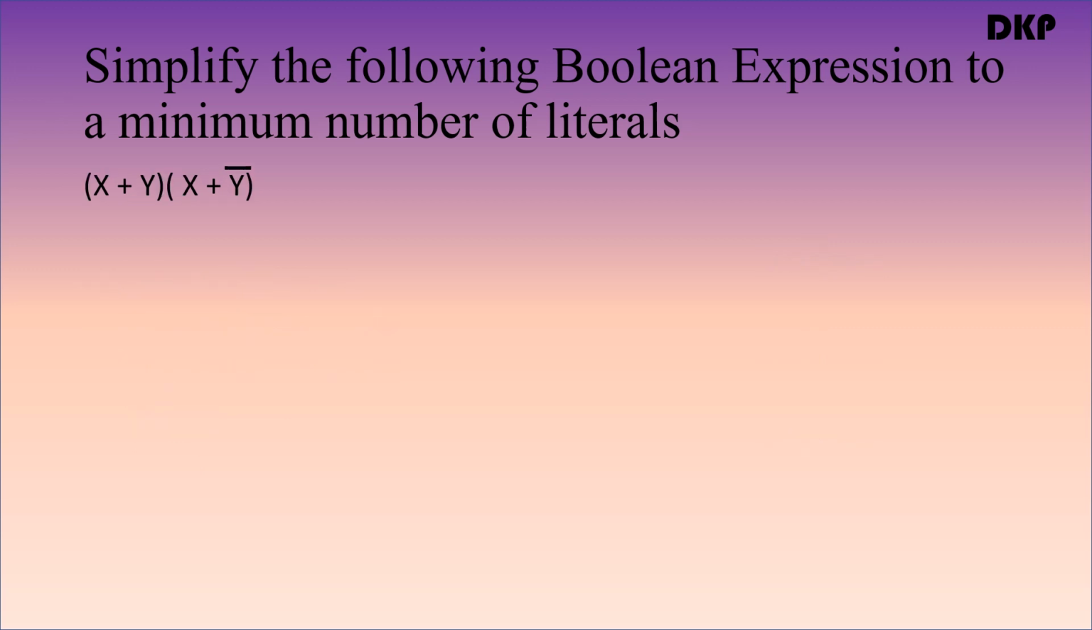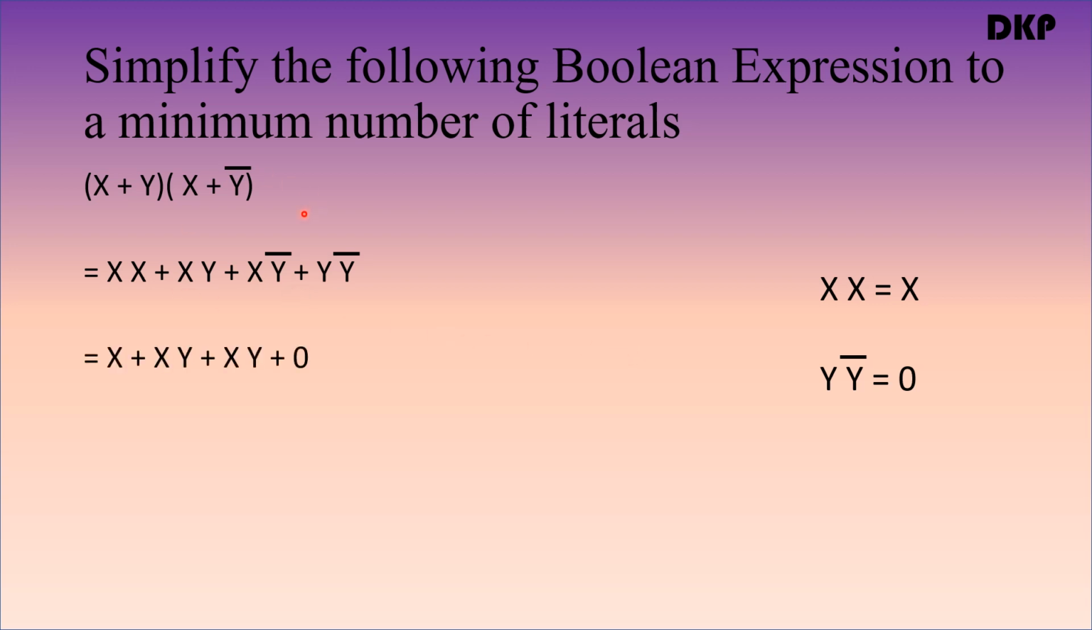Now coming to the third example, that is X plus Y into X plus Y bar. This can be written as, you can multiply this first term into this term: X into X, X into Y bar, X Y bar, then X into Y, X Y, plus Y into Y bar, Y Y bar. So X plus X Y plus X Y bar plus Y Y bar. This is equal to, what is X into X? X into X is equal to X and Y into Y bar is equal to 0.